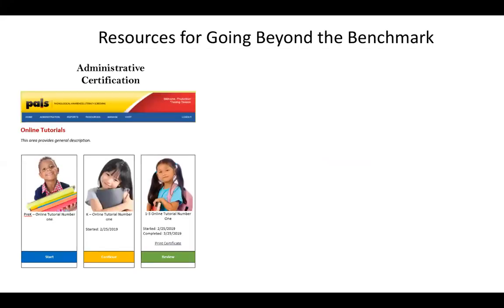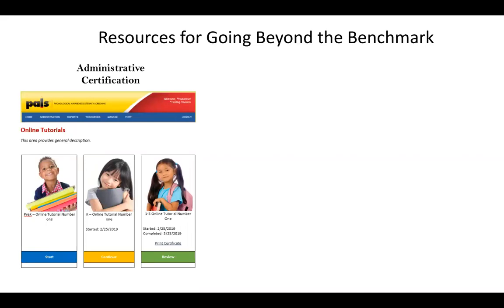So we have a few tools that we want to share with you that would hopefully help you with going beyond that benchmark. So already in place are our certification tutorials, and you may or may not be aware of them. They were new this year. These tutorials are designed to allow for certification of PALS pre-K, K, and 1 through 3 assessments.